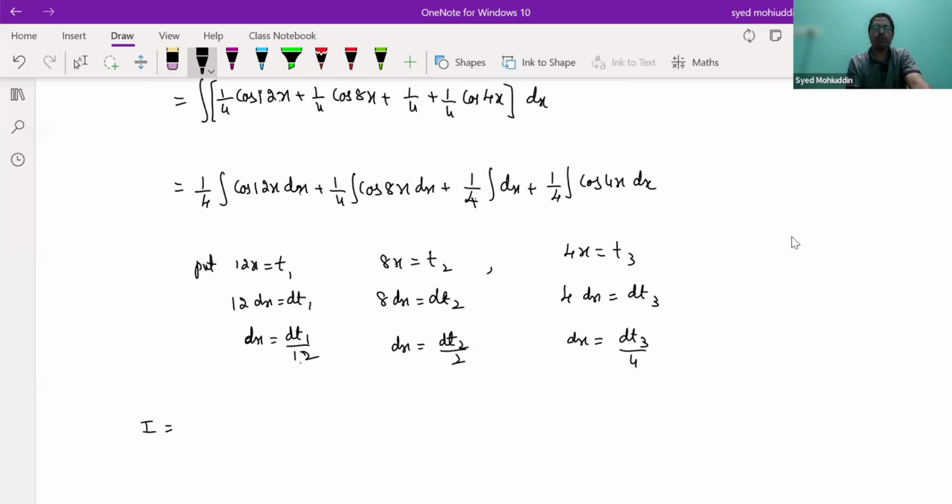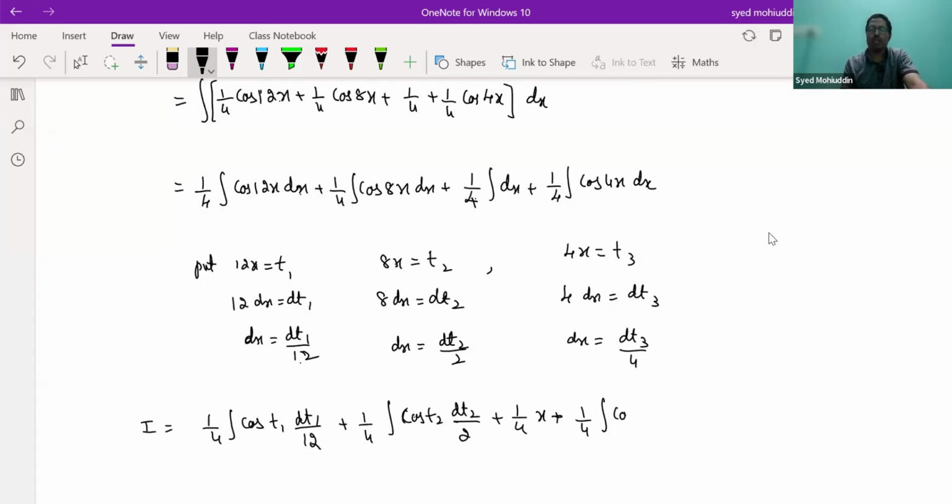I is equal to, you are having 1 by 4 integral of cos of t1 into dt1 by 12, plus the next term 1 by 4 integral of cos t2 into dt2 by 8, plus 1 by 4 integral of dx will give you directly x value there, plus 1 by 4. Again you can replace this value. You have integral of cos 4x will be cos t3 into dt3 by 4.